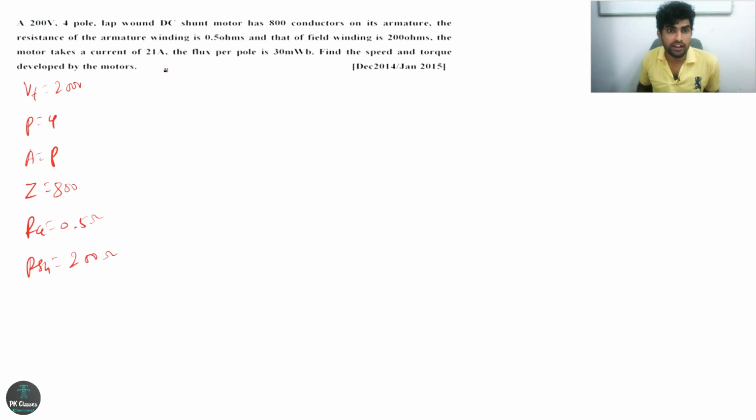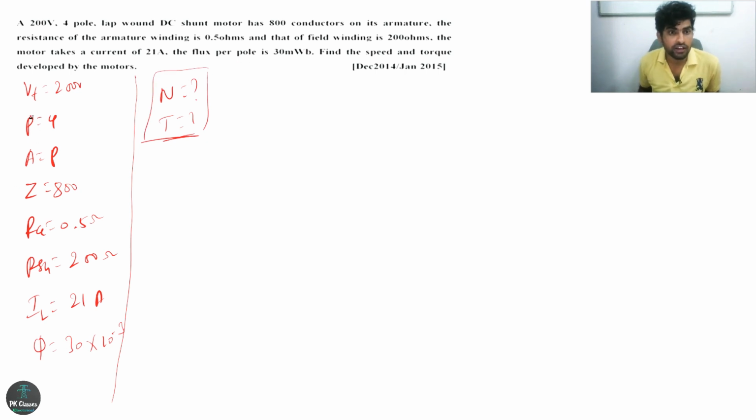The motor takes current of 21 amps. So IL is 21 amps they have given. The flux per pole is 30 milliweber. So flux is given 30 into 10 raised to minus 3, right? Find the speed. We need to calculate speed and torque, right? So which formula will we prefer for calculation of speed? Because flux is given, A is given, P is given, Z is given. So EB is equal to phi PNZ by 60A, right?